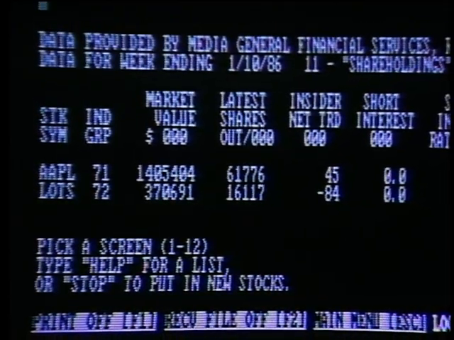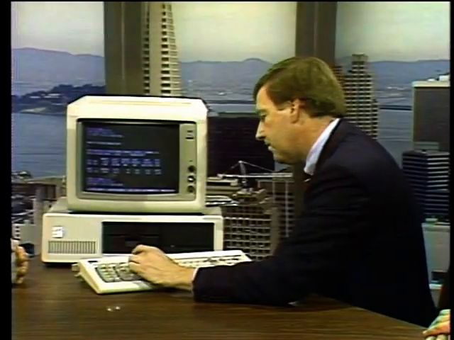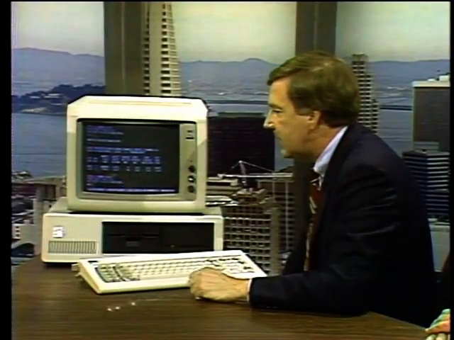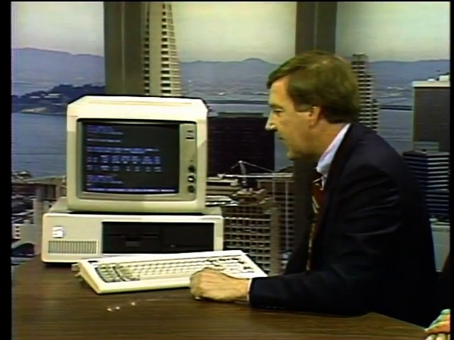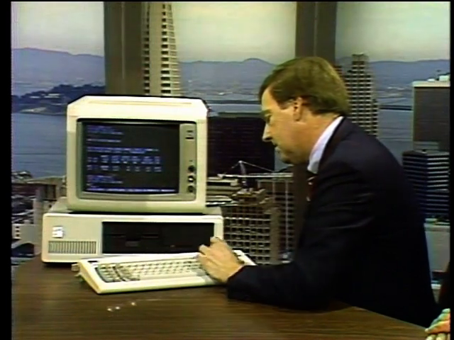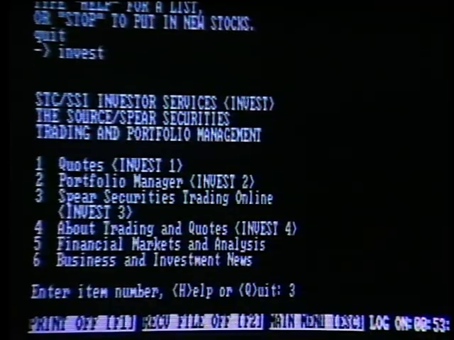Okay. Now, you asked about doing a trade. What we want to do is move off of this aspect of the system and back into Invest. So I can take that information and go right ahead and do a transaction now. Well, a couple of things you can do. You can ask for Wall Street's research opinion and see what other brokers think of the stock. You can ask for my own opinion because it's carried here as well. But we will want to go to 3, Spear Securities Trading Online.